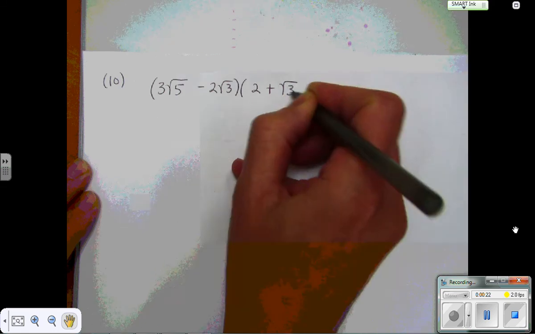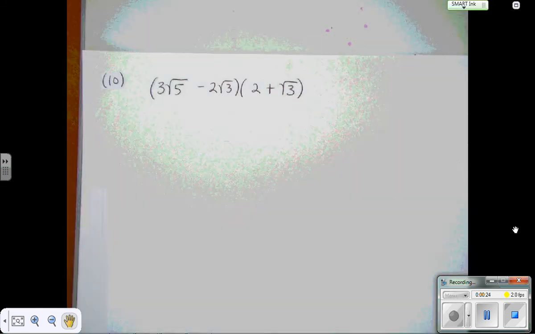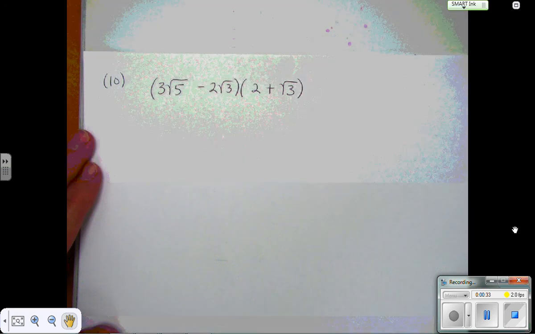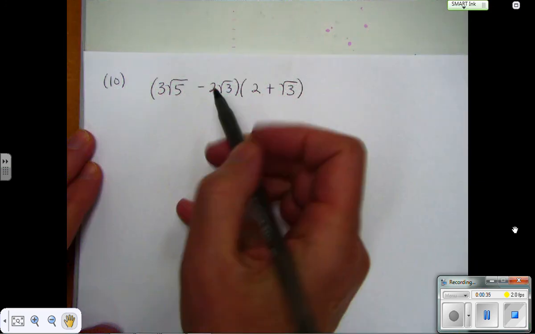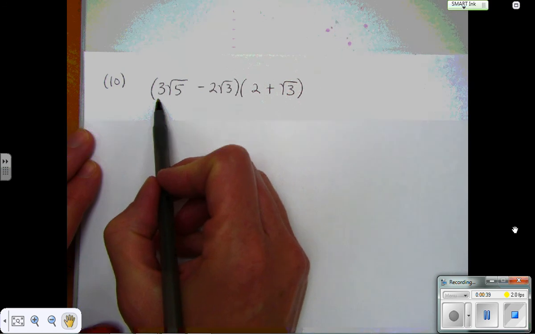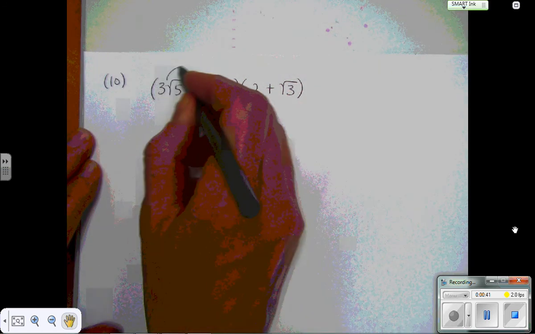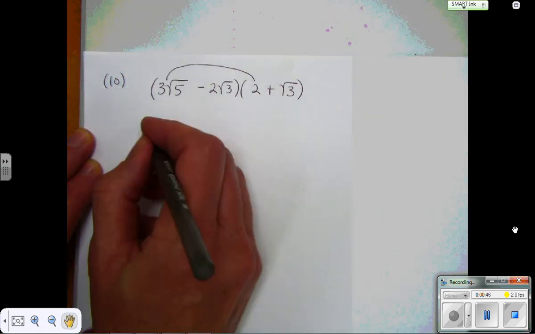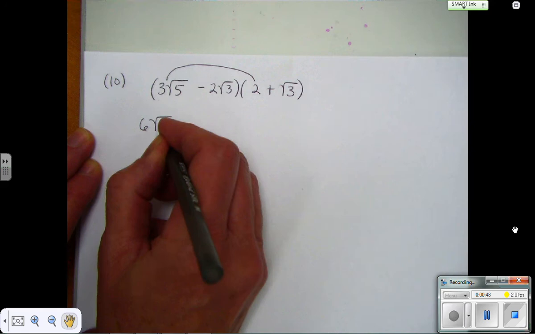And we are just going to be very methodical. We're going to FOIL. And again, they all have the same index, so I can multiply the numbers inside the radicals together. I can multiply the numbers that are outside the radicals together and the numbers that are inside the radicals together. So when I do my first terms, 3 radical 5 times 2, that's going to be 6 radical 5. I'm multiplying the outer numbers together.